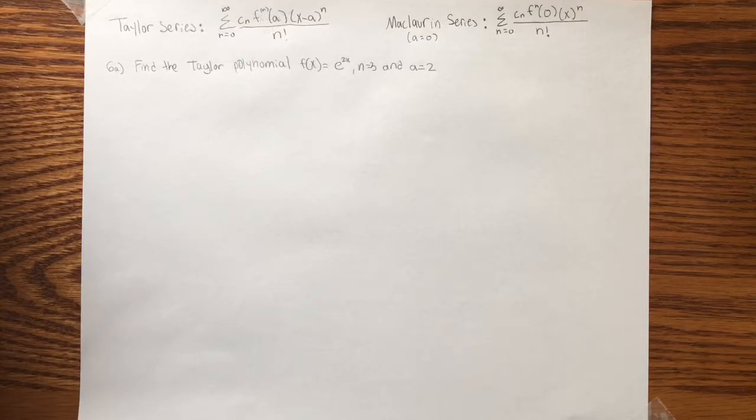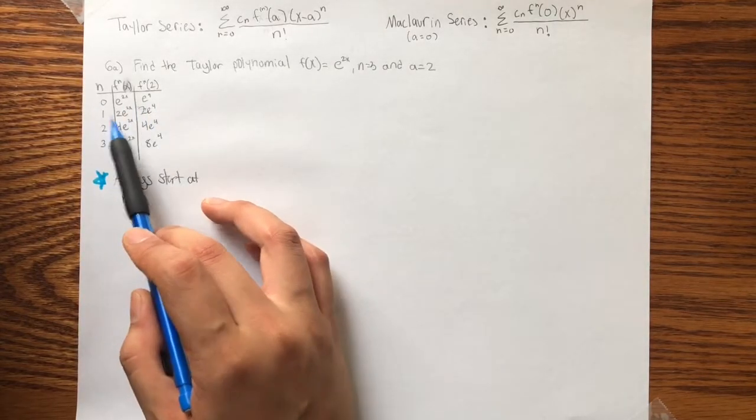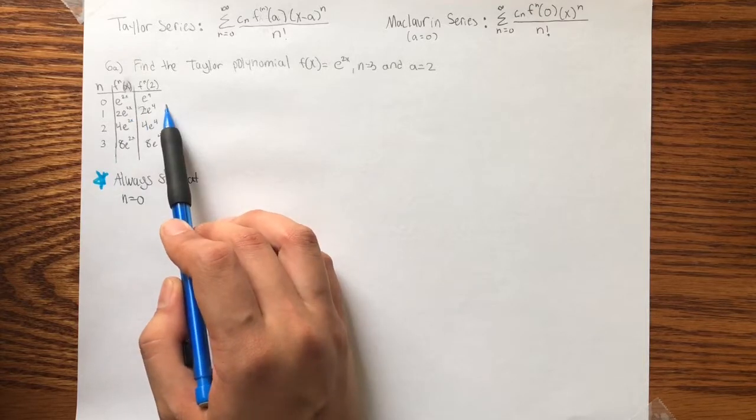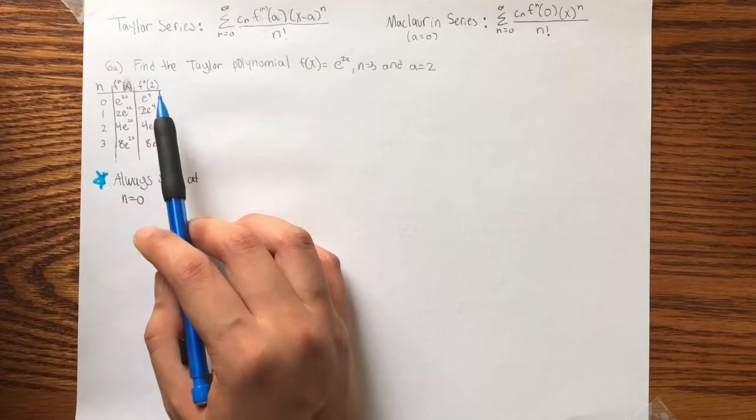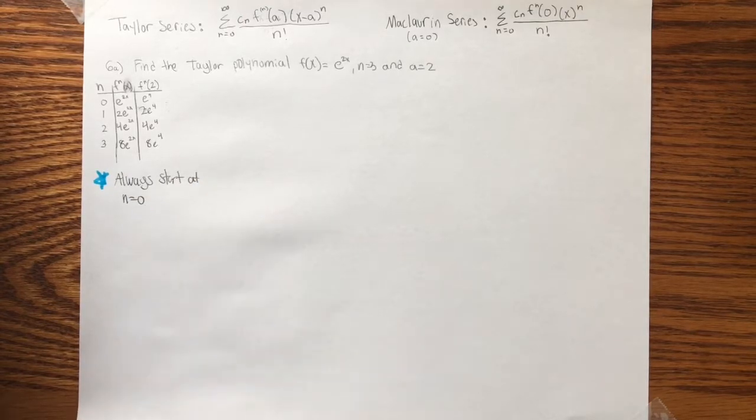To begin, we first have to write a table. Here's our table with the 3 different columns of n, f to the nth derivative of x, and f to the nth derivative of a, which in this case is 2. Remember to always start at n equals 0.